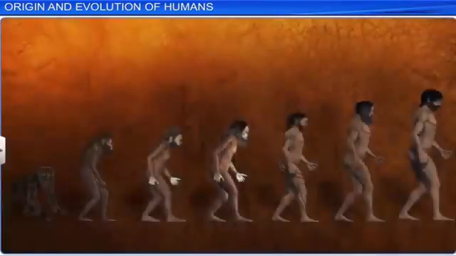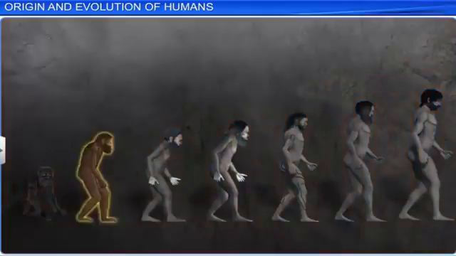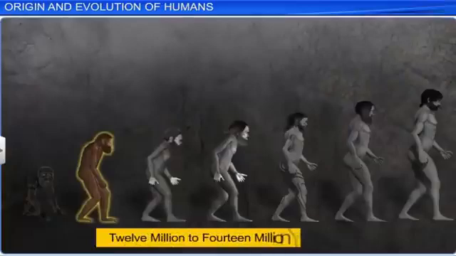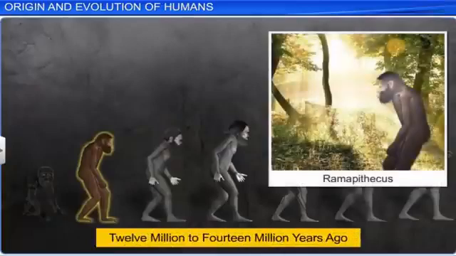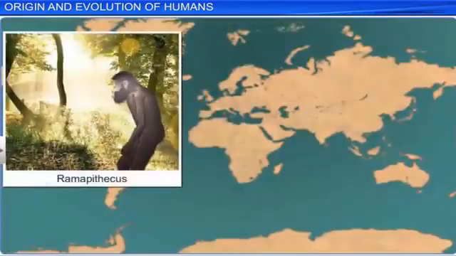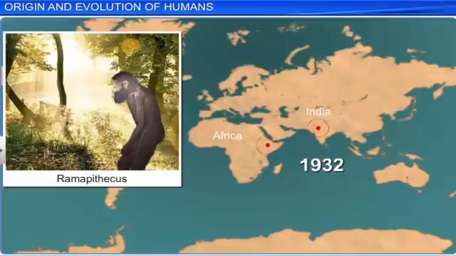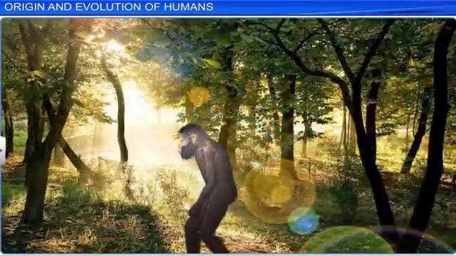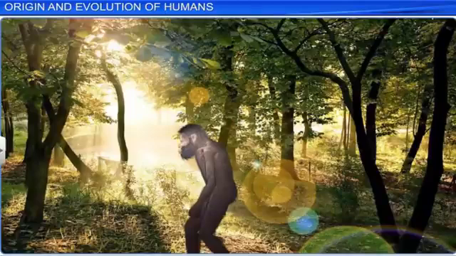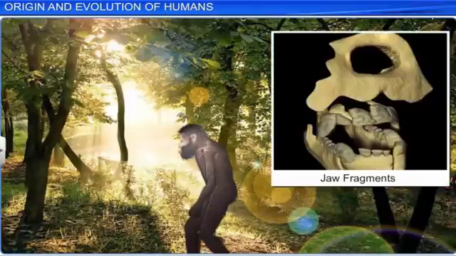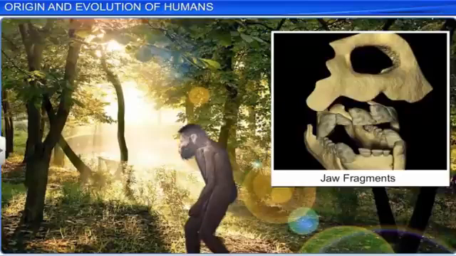Another man-like primate that lived in the early Pliocene epoch of the Cenozoic era, about 12 million to 14 million years ago, was Ramapithecus. Its fossils were found in the Shivalik hills in northern India and eastern Africa in the beginning of 1932. It was an ape-like creature. However, on studying its reconstructed jaw fragments and fossils, we come to know that Ramapithecus was an erect biped with hands free. Therefore, it was considered to be a probable human ancestor.